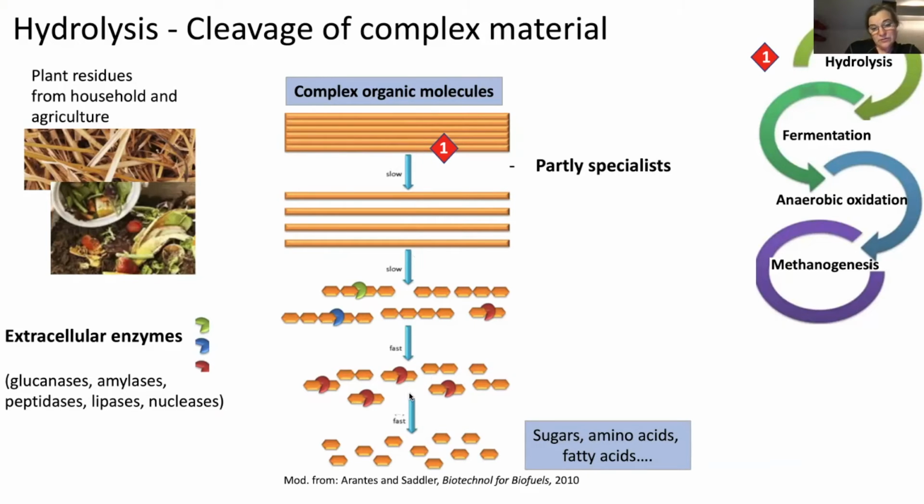And then it goes faster and faster because the molecules are getting smaller, they can get picked up by the cells, and they're not as complex anymore. These complex organic materials are, for example, quite abundant in plant residues, for example, cellulose. From that process, you get sugars, amino acids, fatty acids. They go into the next step.